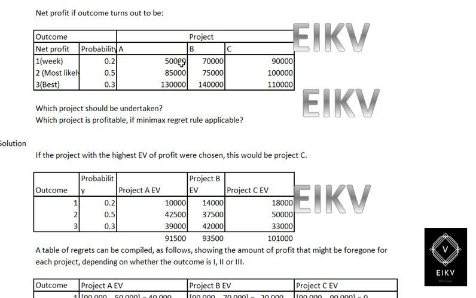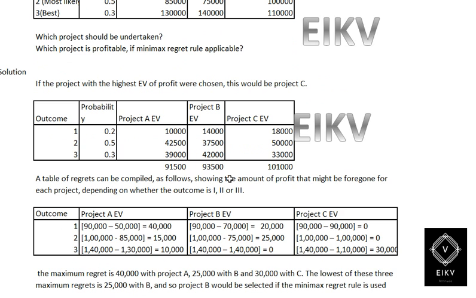Therefore for project A it would be 50,000 multiplied by 0.2, and 85,000 multiplied by 0.5, and 1,30,000 multiplied by 0.3. The same way we have project B and project C, and when we take the total, for project A it would be 95,500, 93,500 for project B, and 1,01,000 for project C. So from here we can easily select that project C has a much higher EV when compared to the other projects, which are project A and project B.